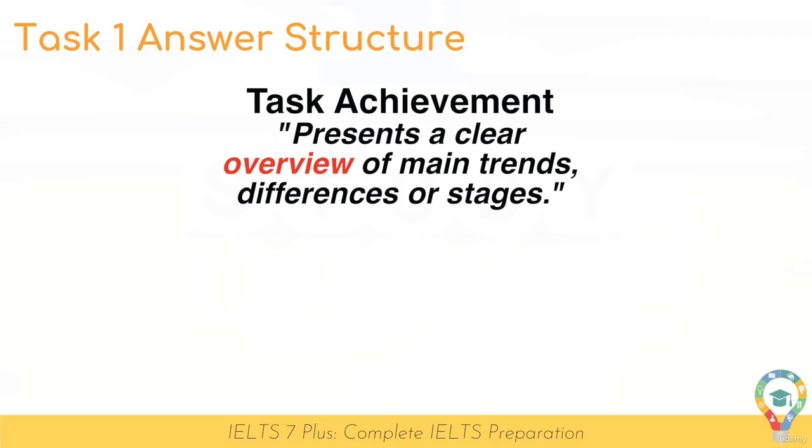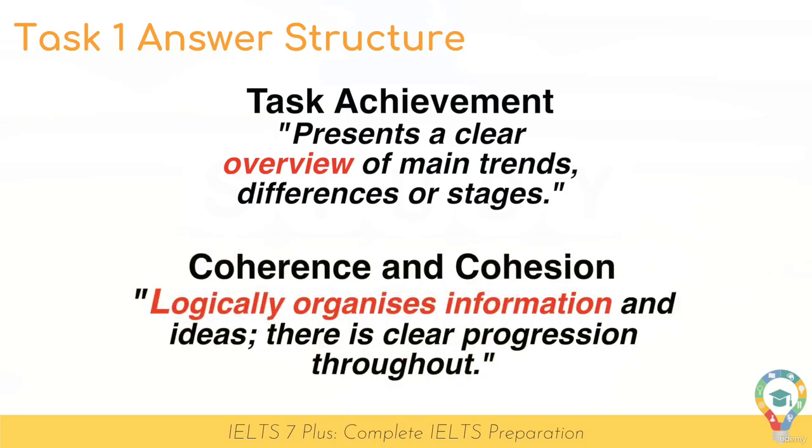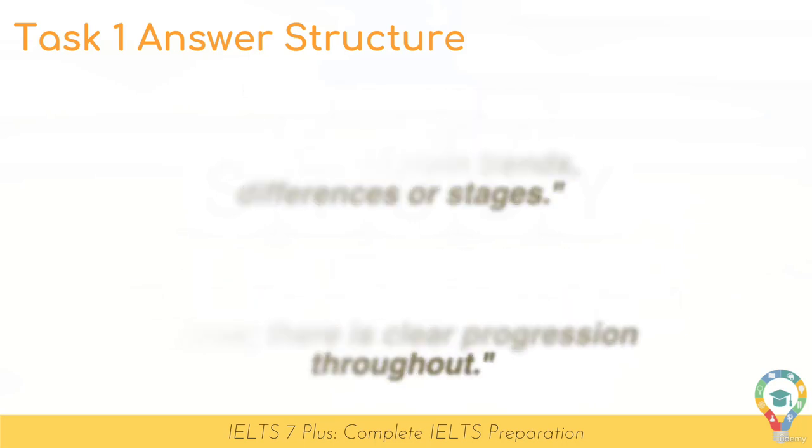And the Band 7 Coherence and Cohesion Descriptor states, the student logically organises information and ideas. There is a clear progression throughout. By using the 4-step structure, you can cross off these 2 points on the band descriptors, so it's very important to use it.